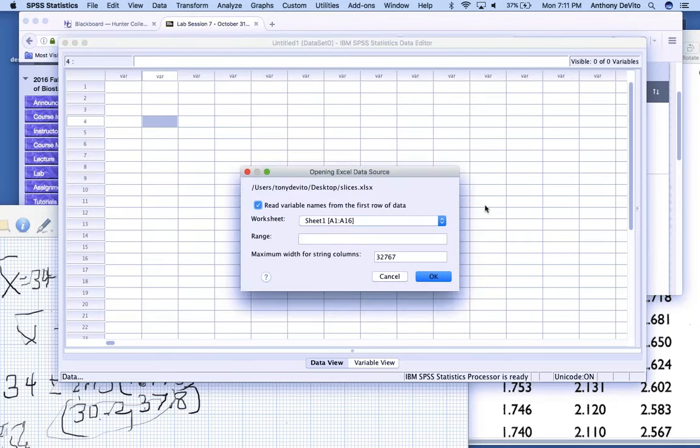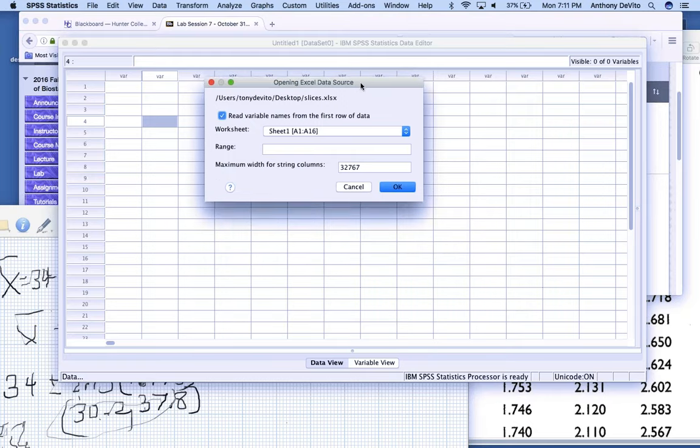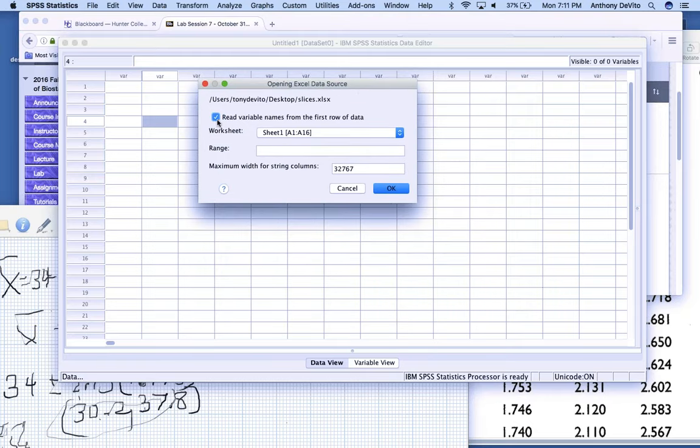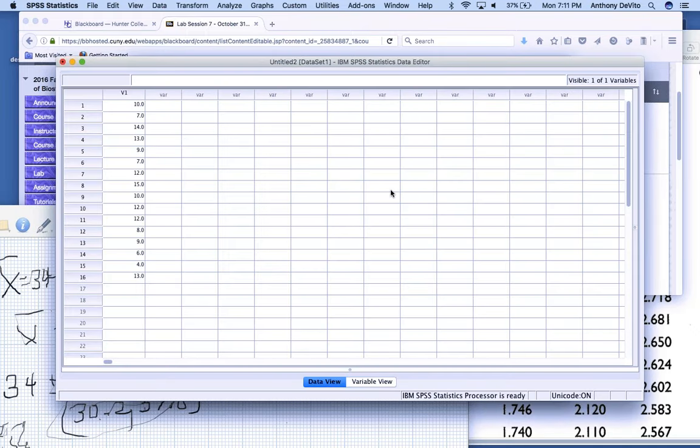SPSS brings up a window which tells me, first of all, do you want SPSS to read a variable name from the first row of data? Well, you guys may remember there was no variable name at the top. It didn't say slices, just had a data number. If I don't uncheck that, it'll think that top number is the name of that variable. So I got to uncheck that. Okay, and it says it sees data from A1 to A16. So that tells me it's really keyed in on the data I want. I'll click OK, and it'll open up a new data file for me with those numbers.